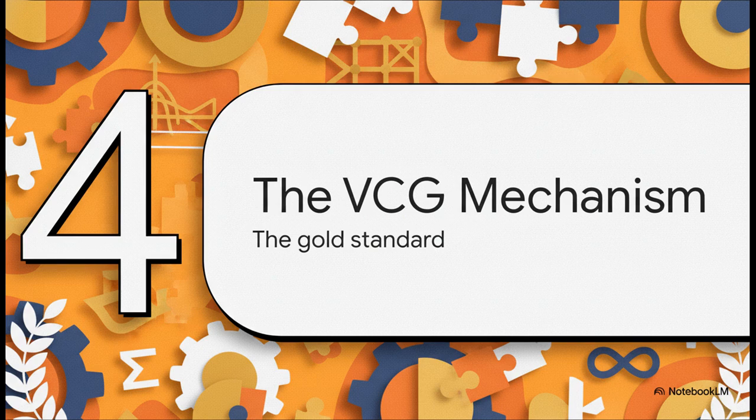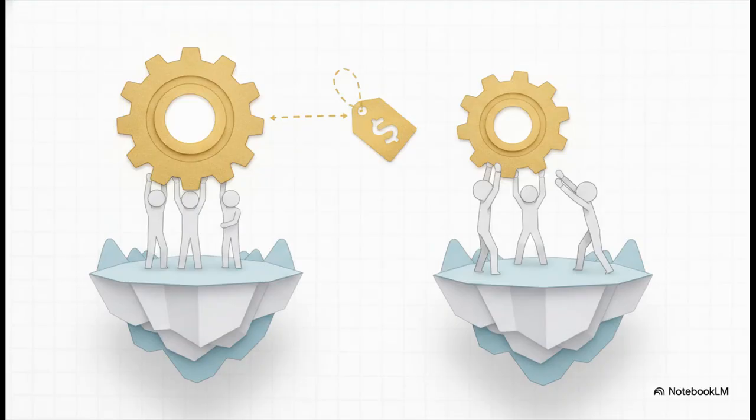Section 4. The VCG mechanism. So the really crucial point here is how this mathematical gold standard actually achieves this alignment. The magic trick of the VCG mechanism all comes down to how it calculates payments. It figures out the total social welfare of a system if a specific agent were just completely removed. Then, it subtracts the welfare of everyone else when that agent actually is present.